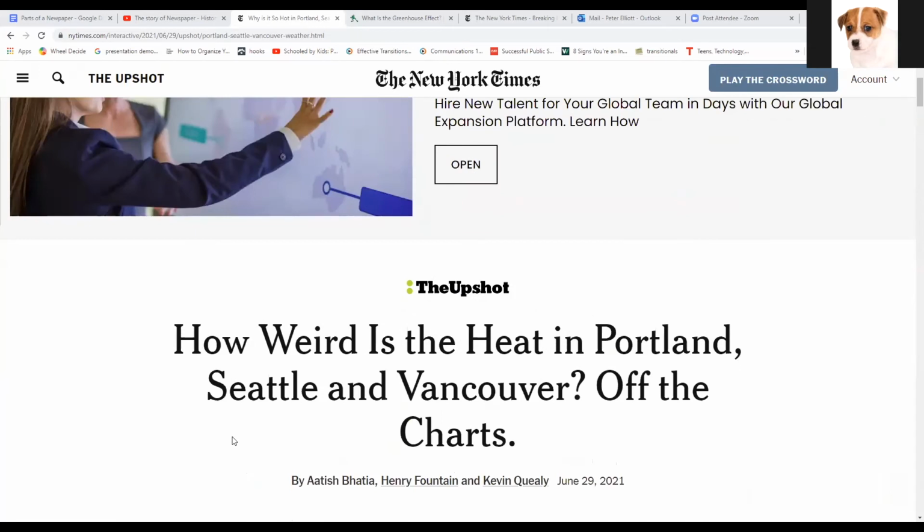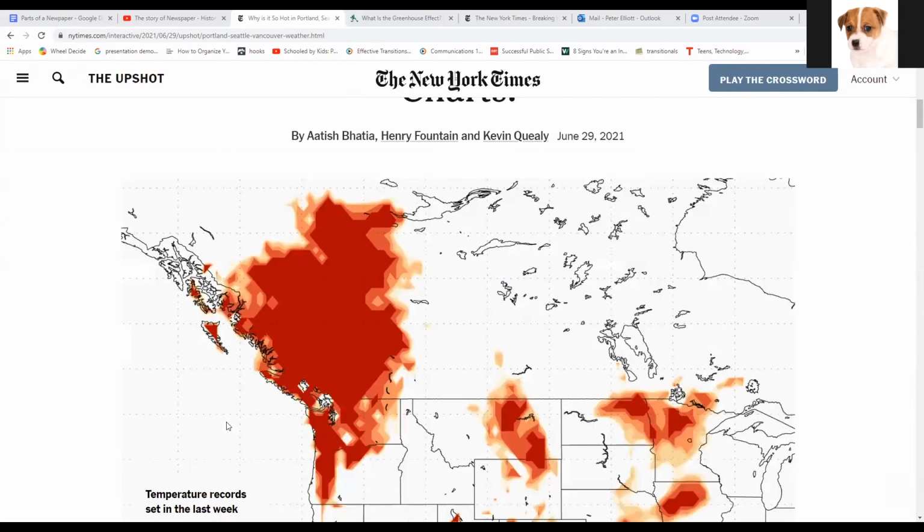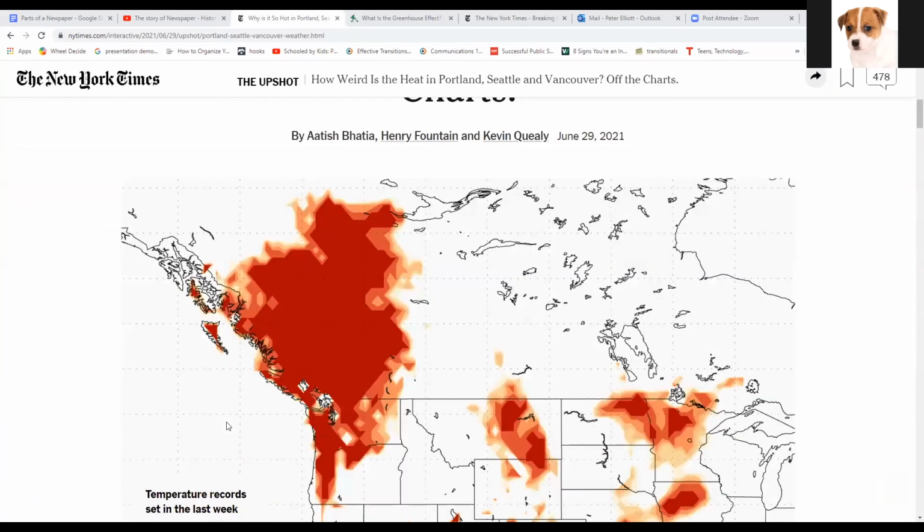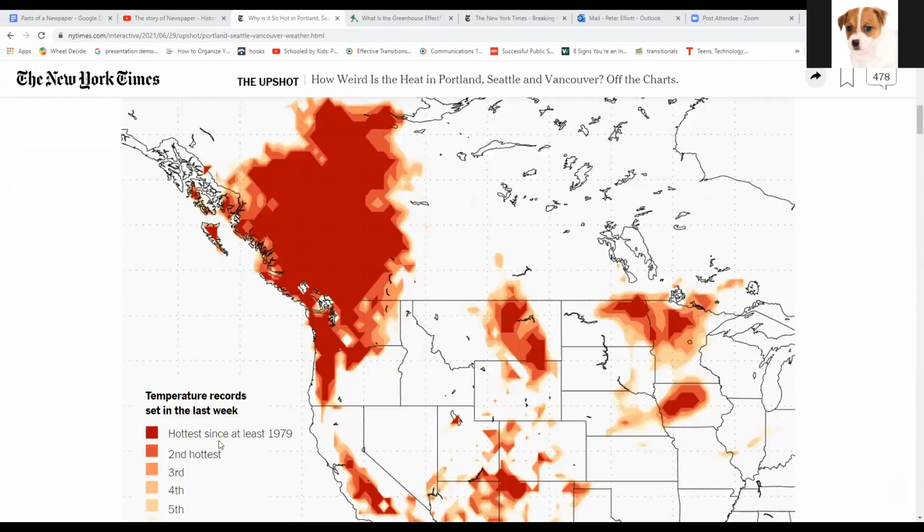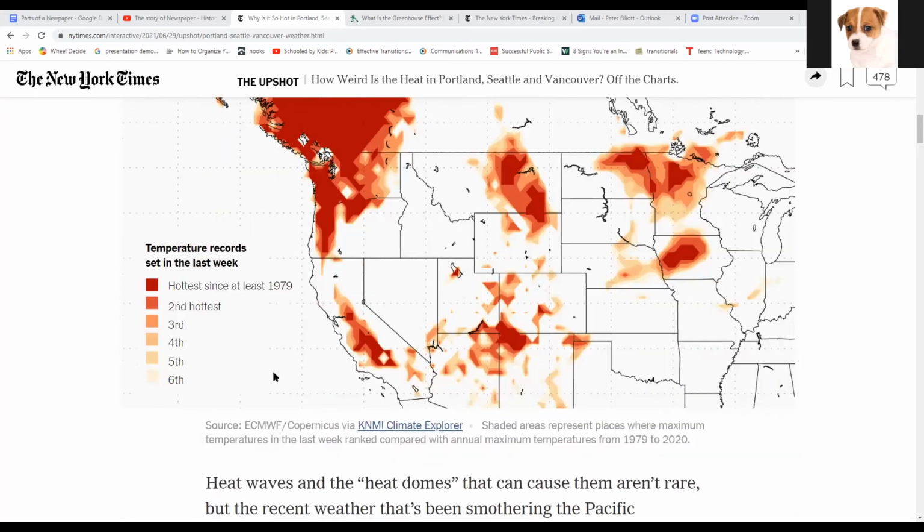Okay, everybody. How weird is the heat in Portland, Seattle, and Vancouver? It is off the charts. This is a graph showing the heat region, showing us the hottest weather since 1979, second hottest and third hottest. So this heat that they're experiencing in the northwestern United States and in western Canada is the hottest they've experienced, some ever, and some for the last 40, 50 years. That's how hot it is. So here's our story today.